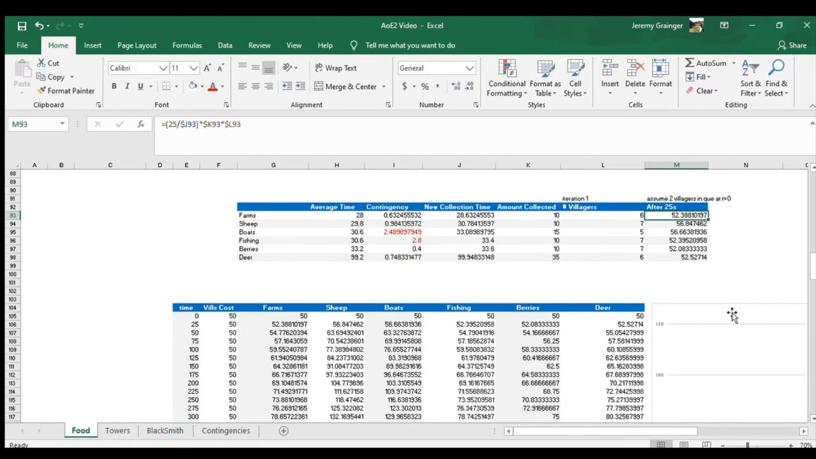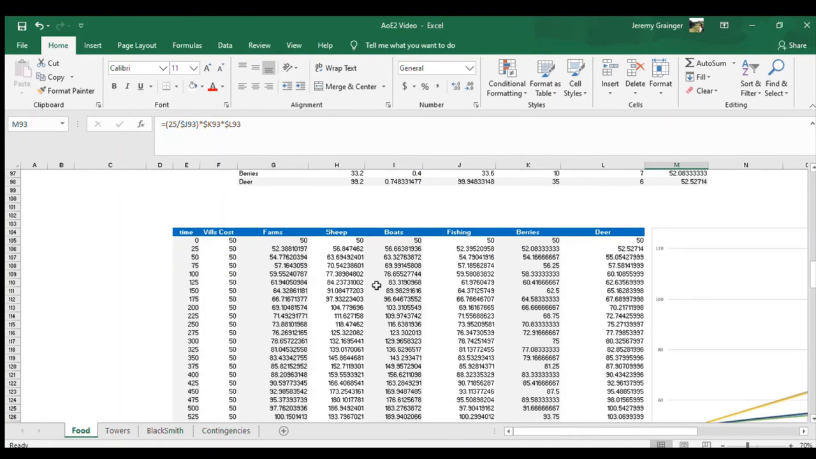Now this takes us into this table. What this does is considers all the time intervals. So it takes 25 seconds to produce a villager. So this is game time. So at 0 seconds game time, you are buying 1 villager for 50 food. You are also, in this situation, starting off with 100 food.